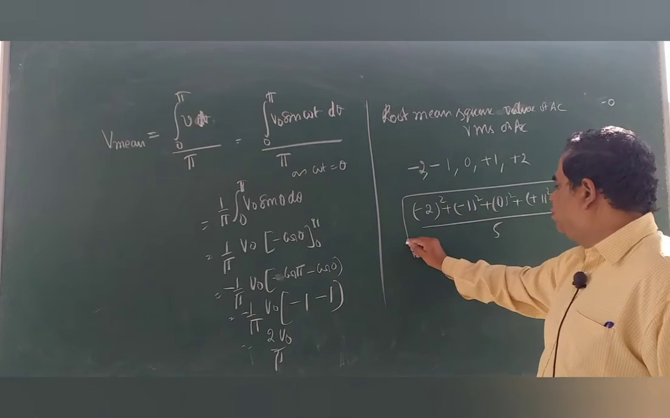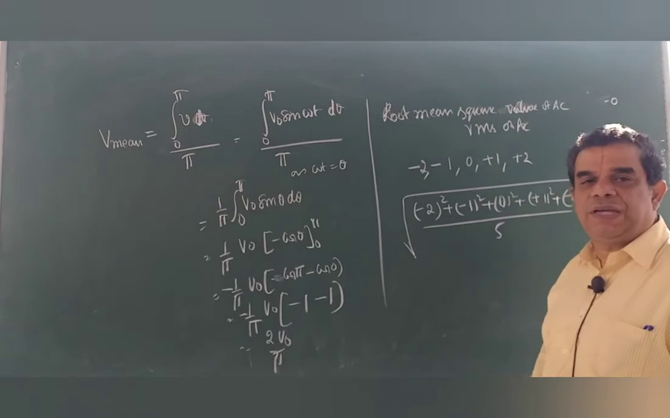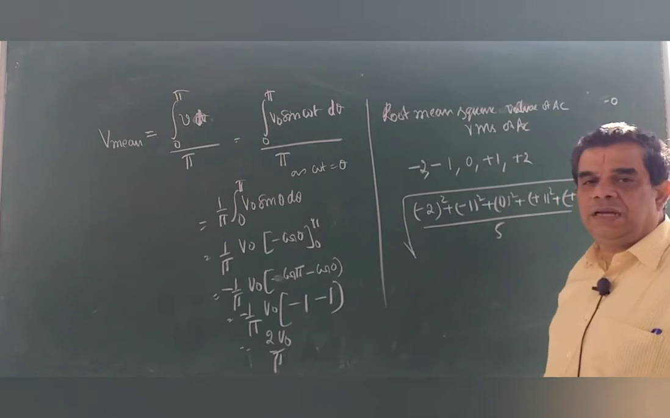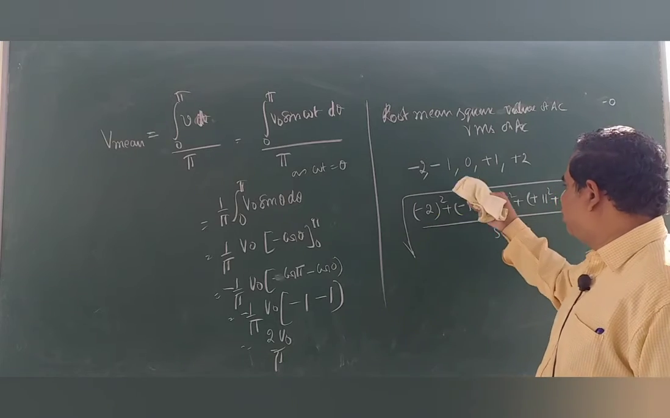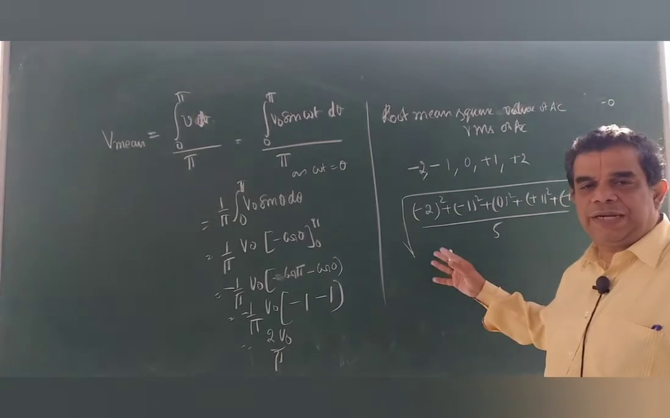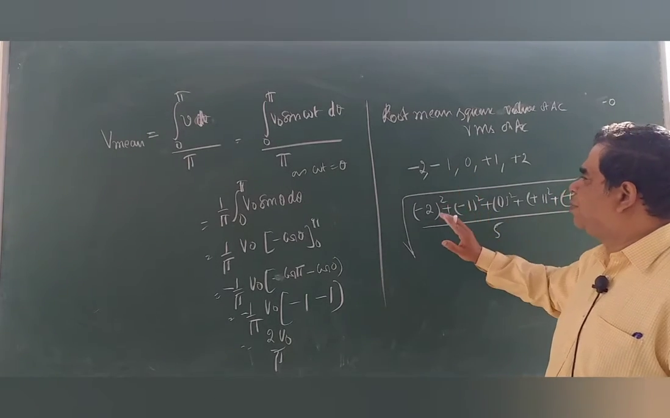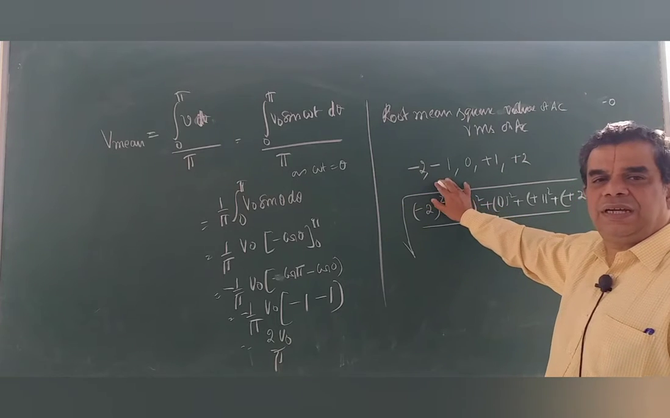This is what we mean by root mean square value of AC. Now, we do the same thing for AC, root mean square value of these values we obtained in some experiment with this data.